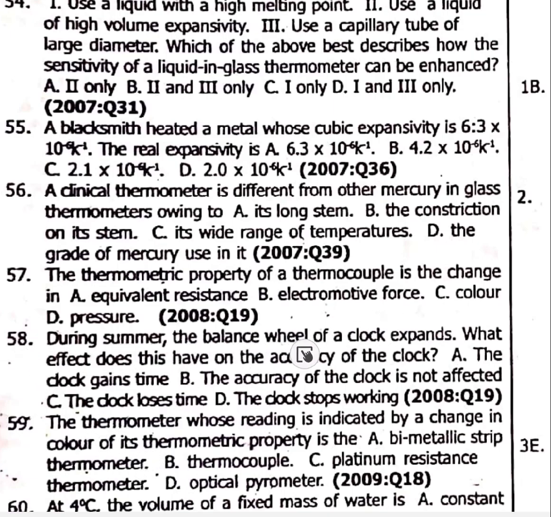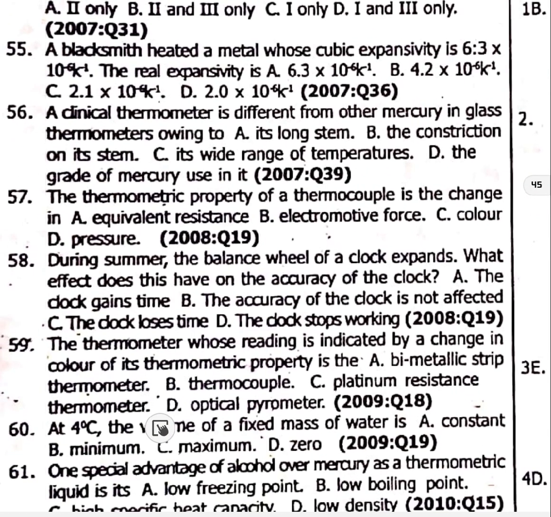58. During summer, the balance wheel of a clock expands. What effect does this have on the accuracy of the clock? The clock will lose time. 58. The clock will lose time.